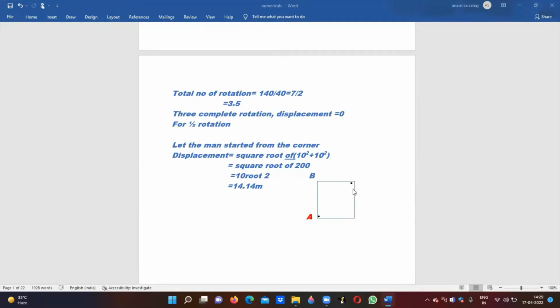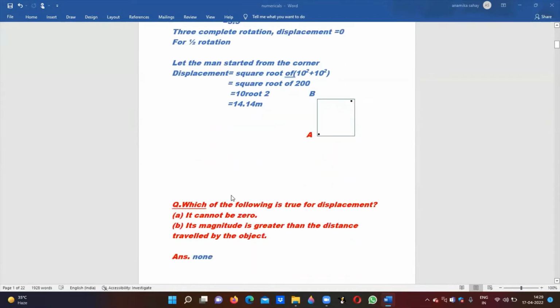So we will calculate the farthest displacement. Like if the farmer has started from this point and ended up at this point, half rotation, right? So displacement will be in that case this line. For this line, we will calculate by using Pythagoras theorem. This is a right angle, right? We have sides 10 meter, 10 meter. Displacement will be the square root of 10 square plus 10 square. Answer will be 14.14. Okay.